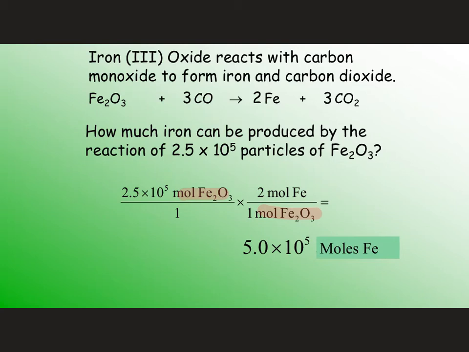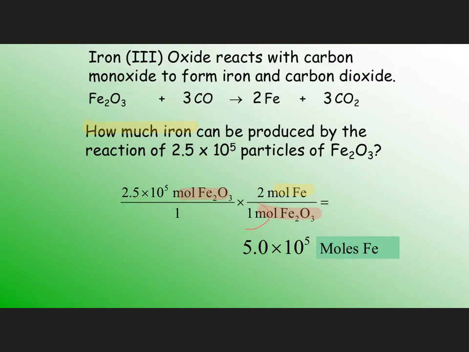So what are we trying to find this time? That would be the amount of iron. Because it says how much iron, I'm going to use iron in the numerator. So my conversion factor is the moles of iron over the moles of Fe2O3. Then the question becomes, where do I get the numbers for that conversion factor? And again, the answer is the balanced equation.